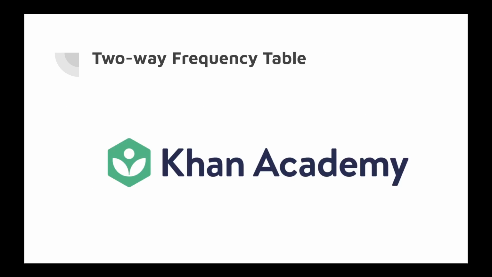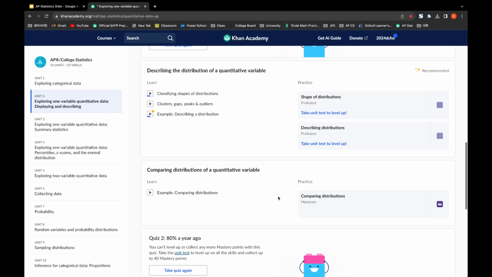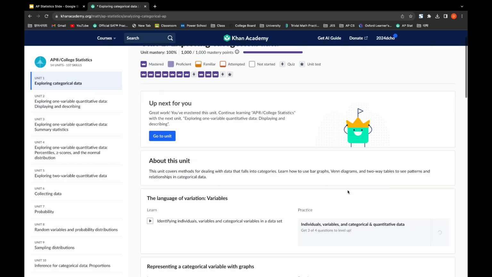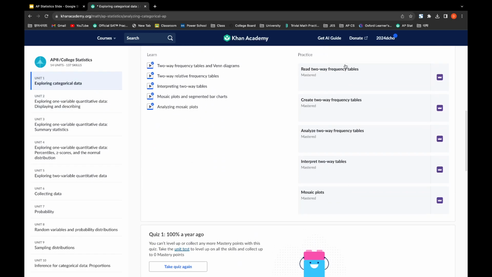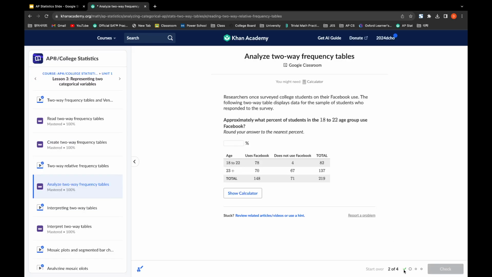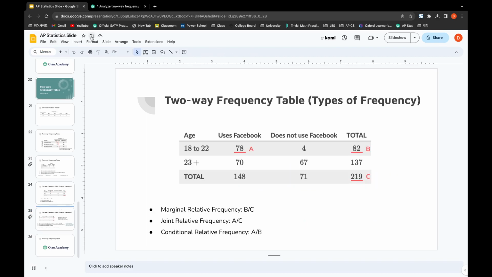Okay, let's try out some Khan Academy problems. Two-way. Let's try these two practices. Oh, actually, the question says researchers once surveyed college students on their Facebook use. Oh, it was the same graph that I used for the example.